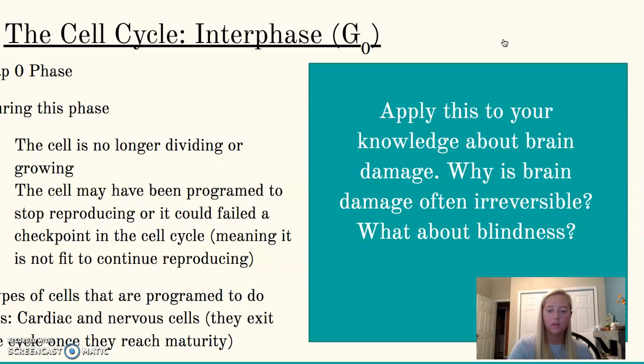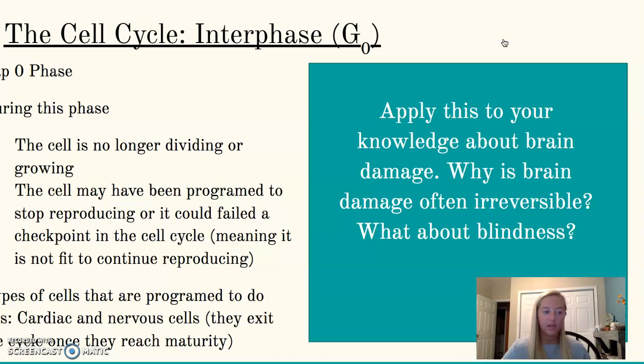And I have a question about that. So I want you to apply what I just said about brain damage. So we know the danger, talking about football, of brain damage. So it's often irreversible. Learning what you know right now about the nerve cells and that they're programmed to just stop growing and reproducing, does it make a little bit more sense as to why brain damage is irreversible?